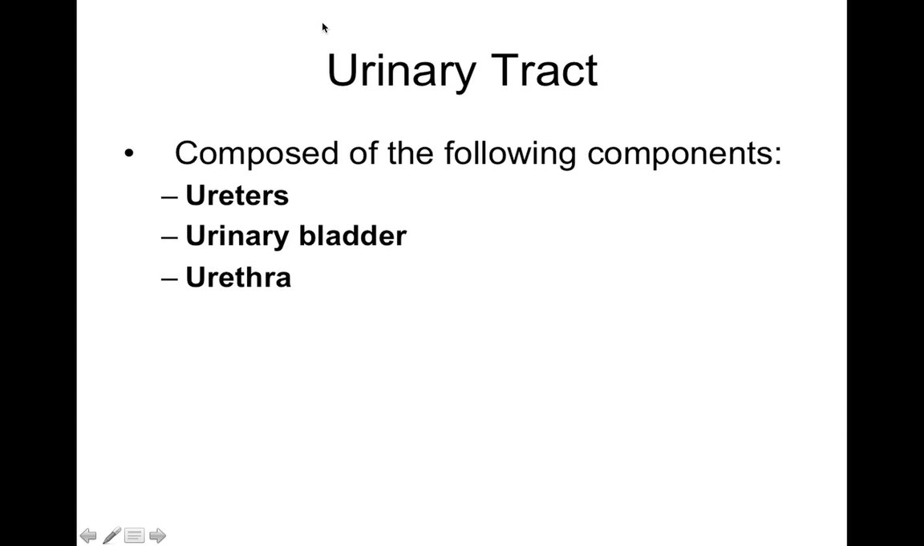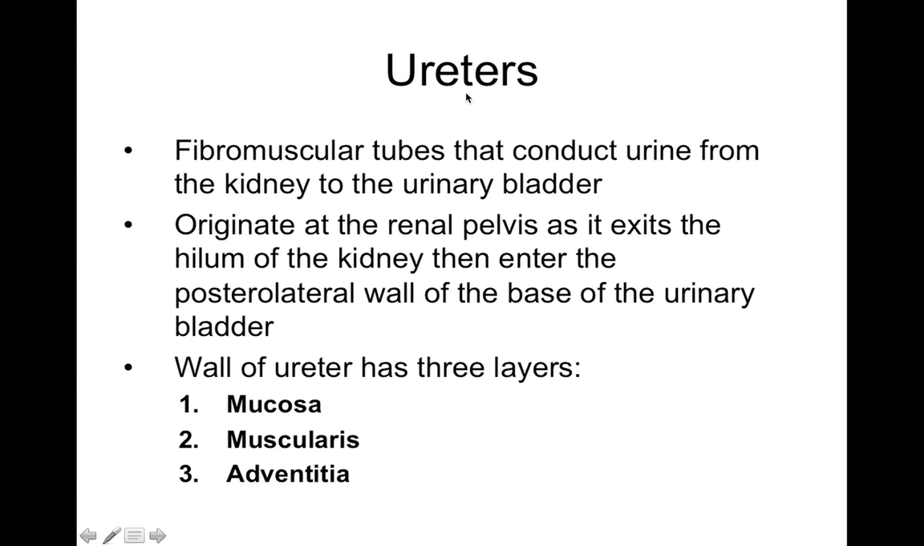Now, in the last part of this lecture, we're going to talk about the anatomy of the lower urinary tract. And so we'll talk about the ureters, urinary bladder, and urethra. Now, the ureters are these fibromuscular tubes that basically connect from the kidney to the urinary bladder. They originate at the renal pelvis and then exit at the hilum of the kidney, and they go down the posterior lateral walls of the urinary bladder, and they drain urine into the bladder at the level of the trigone.